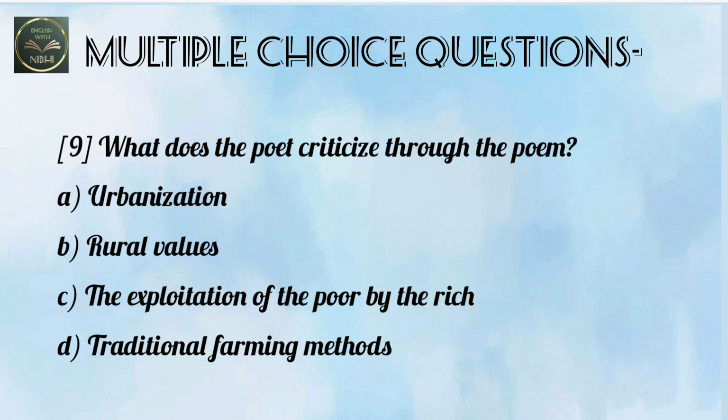Question number 9. What does the poet criticize through the poem? A. Urbanization, B. Rural values, C. The exploitation of the poor by the rich, or D. Traditional farming methods. And the correct answer is the exploitation of the poor by the rich.